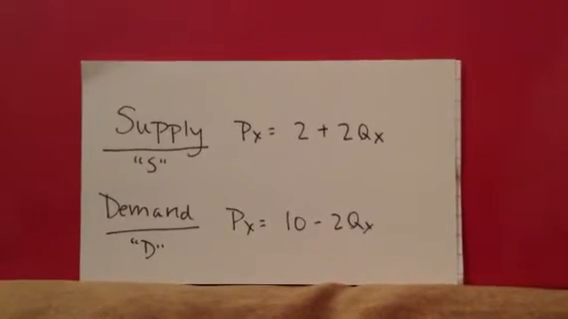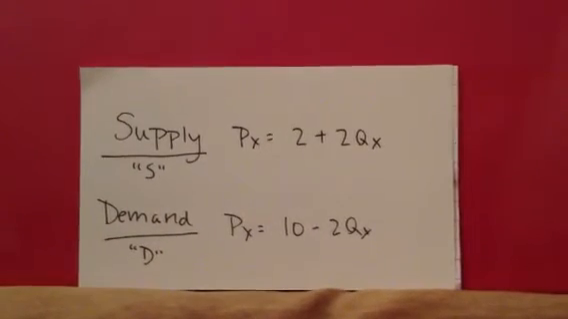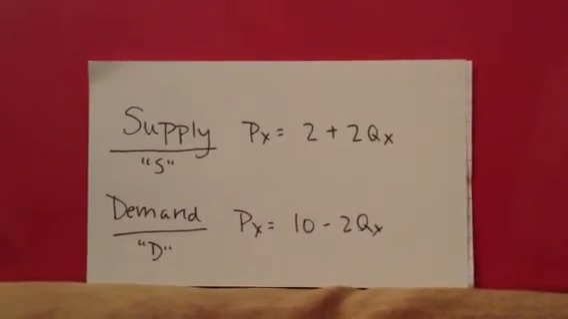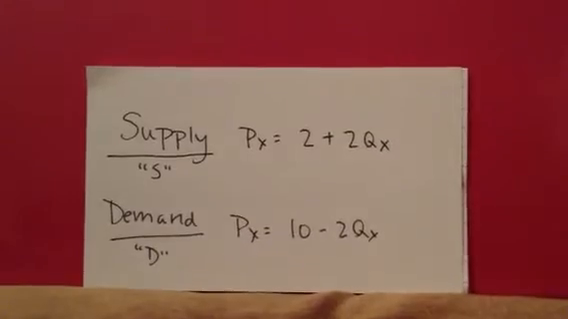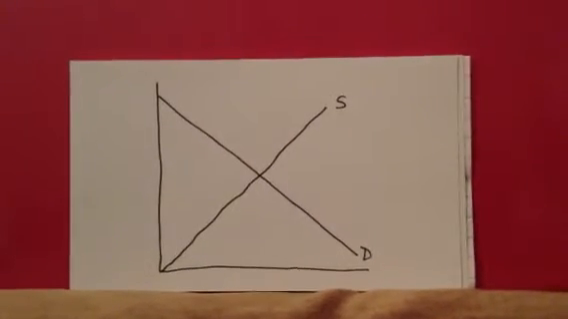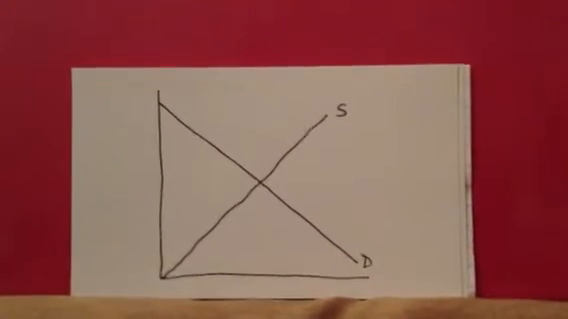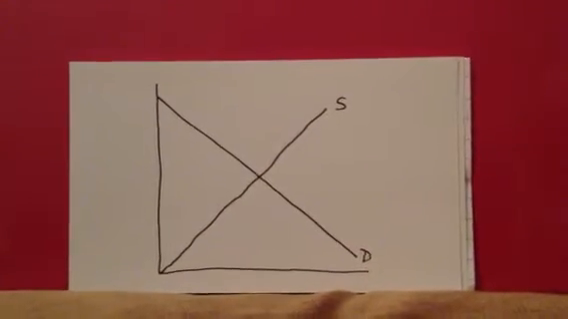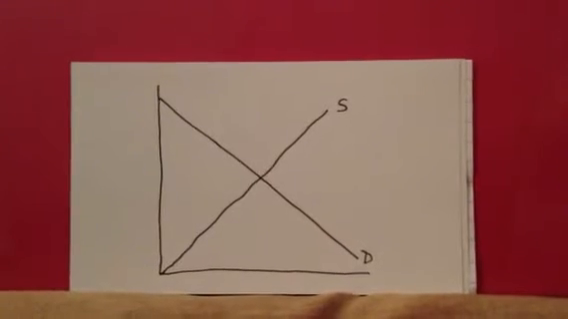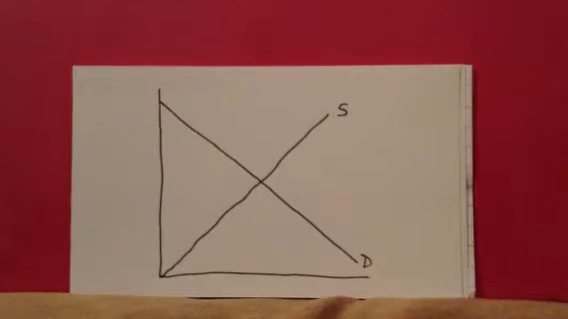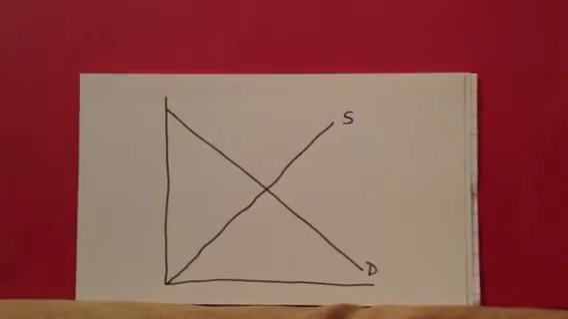Our supply is going to be Px equals 2 plus 2Qx, and the demand is going to be Px equals 10 minus 2Qx. So the first part here is how I set mine up, just to start with the basics. You're going to have the two curves. And what I always remember is that your demand curve is downward sloping. So you have a downward demand, double D, and you're also going to have the upward sloping supply.